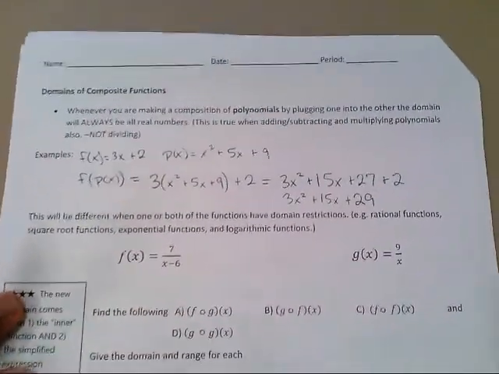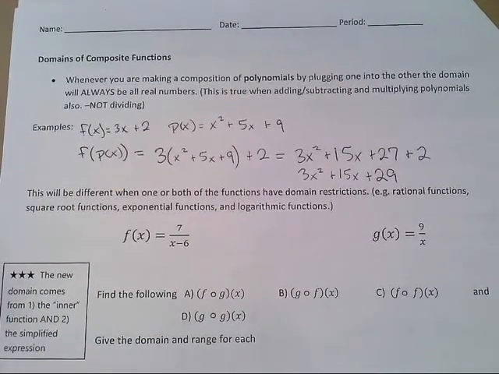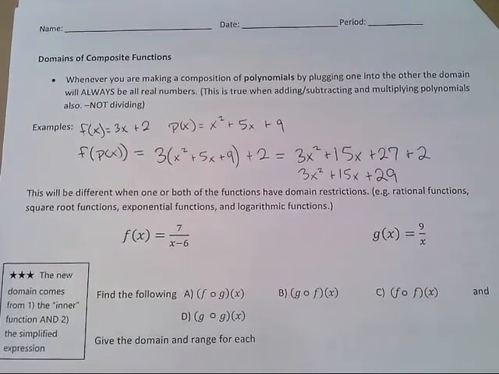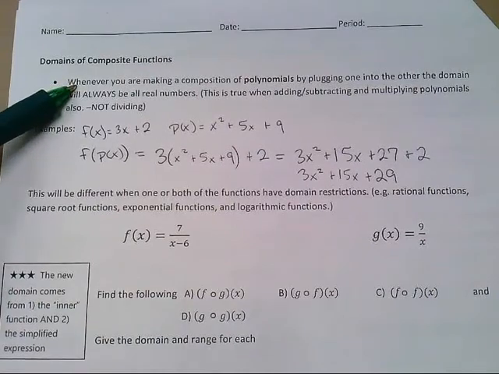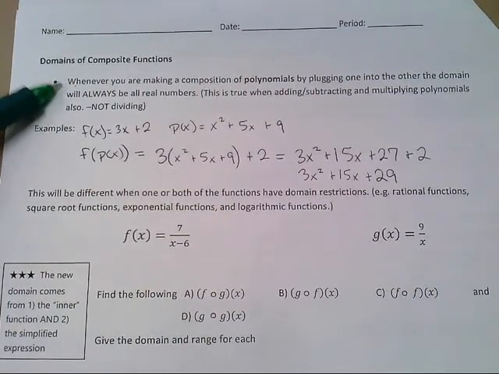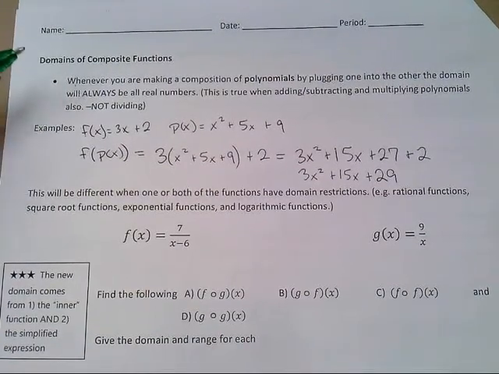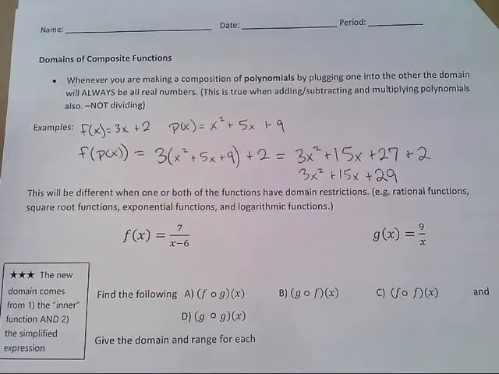Moving on to the next page, talking about the domains of composite functions. Remember, these are functions as well, just like any other, so they still have a domain and a range, just like any normal function would. Whenever you make a composition of polynomials by plugging one function into the other, the domain is still going to always be all real numbers because the domain of a polynomial function is already all real numbers. So it's going to still be all real numbers no matter what.